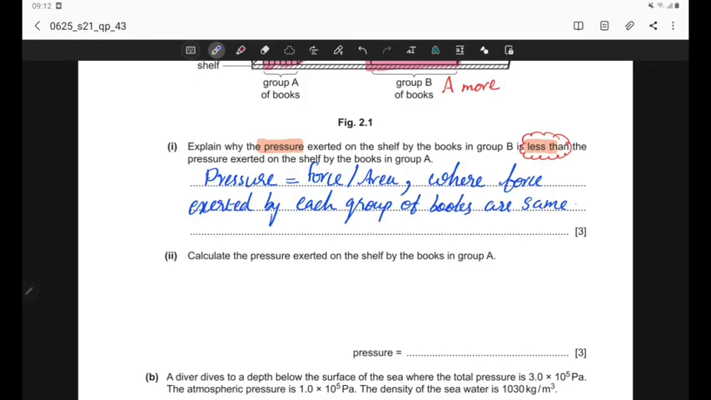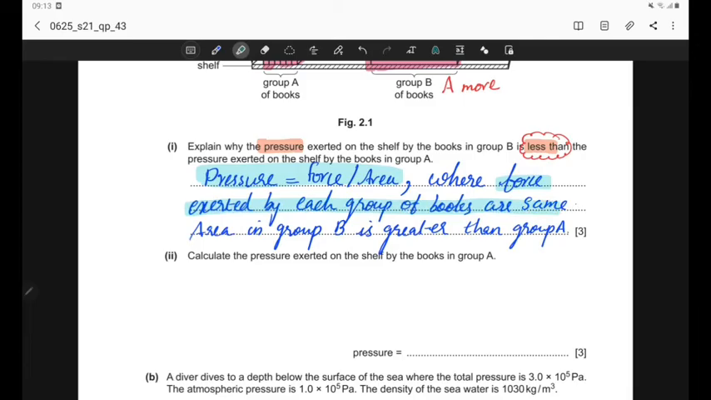The area which is in contact with the bookshelf in group B is greater. So we can write area in group B is greater than group A. You can even mention the area in contact with the bookshelf. This is a 3-mark question. So the first mark you will get for writing this equation of pressure. The second mark is for writing about the force, as force is the same for both sets of books.